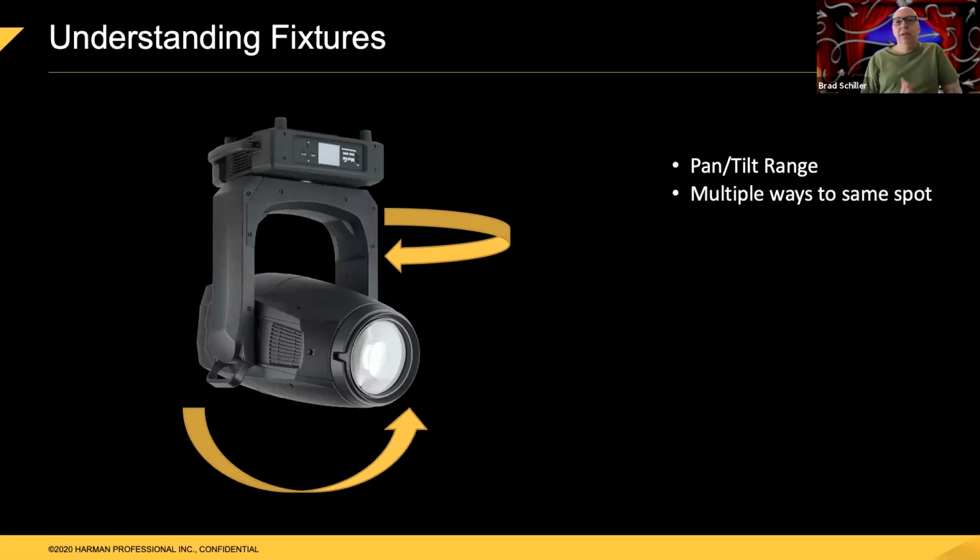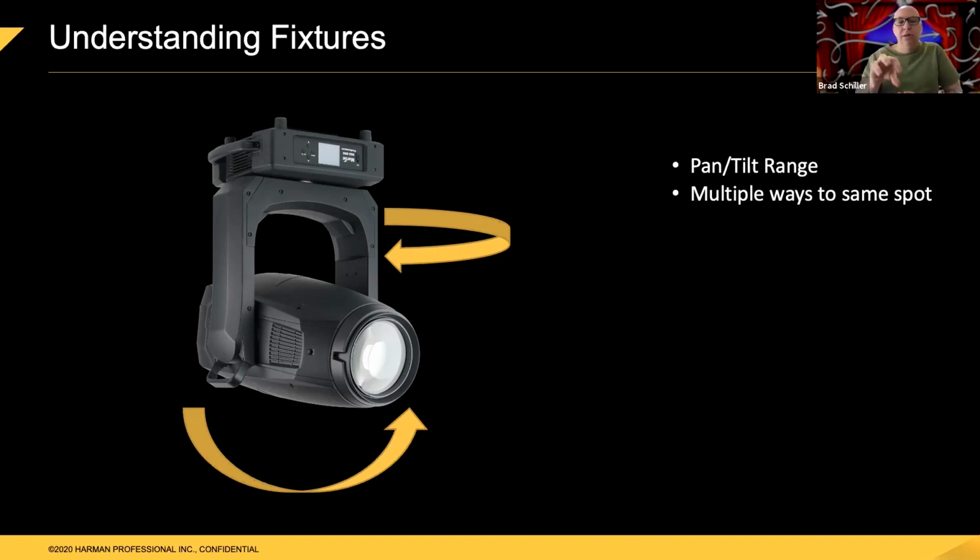Now, one of the things that is important to understand is that because you have 540 degrees of movement, that means there's multiple ways to get to the same spot on stage. So if I put my fixture on down center stage, that's a certain pan and tilt value. But I could go to a different pan value and pull the tilt around the opposite direction, and guess what's going to happen?